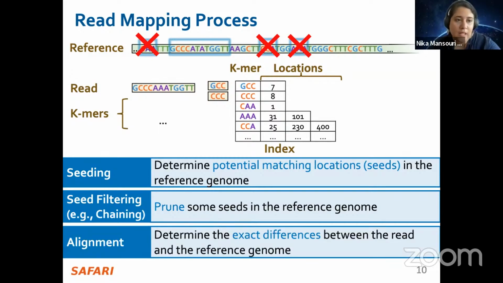Otherwise, the third step, called alignment, executes to determine the exact differences between the read and the reference genome. It does so using approximate string matching, which is the computationally expensive step.